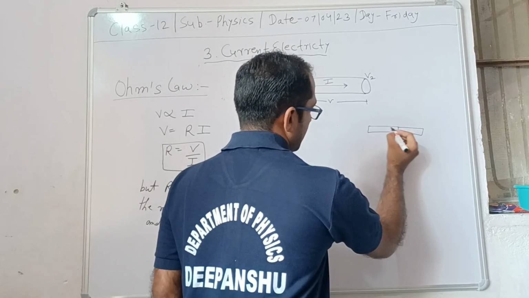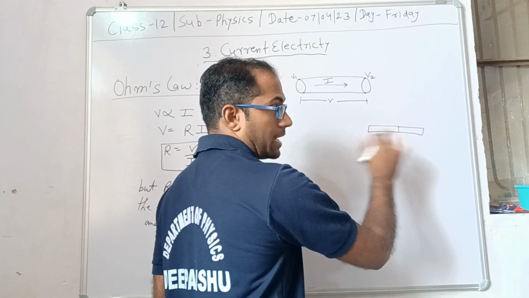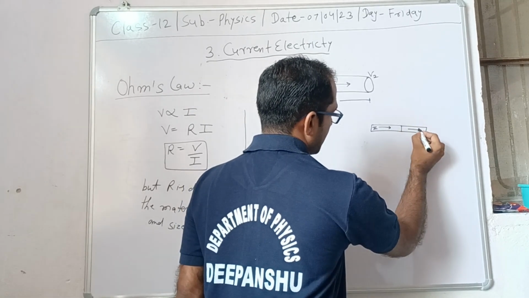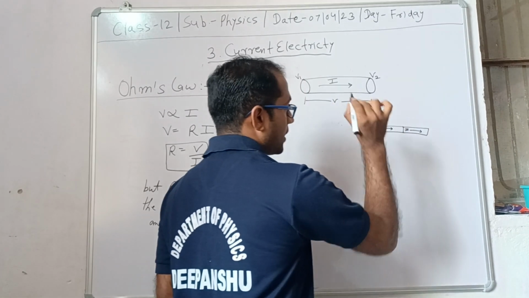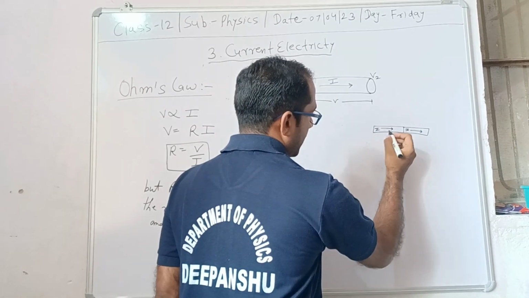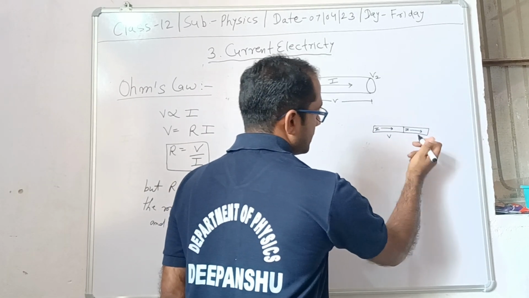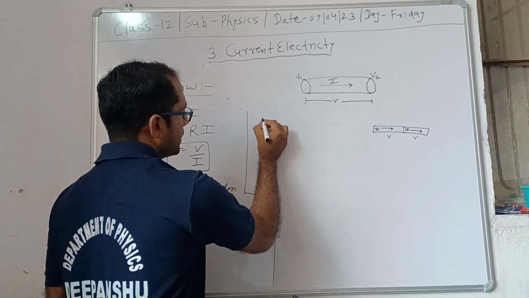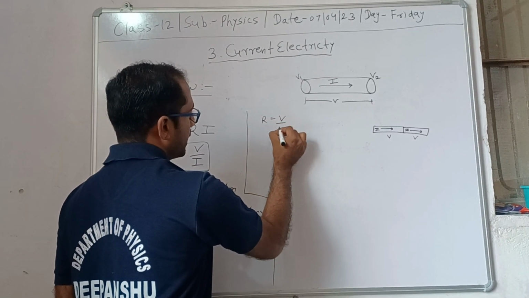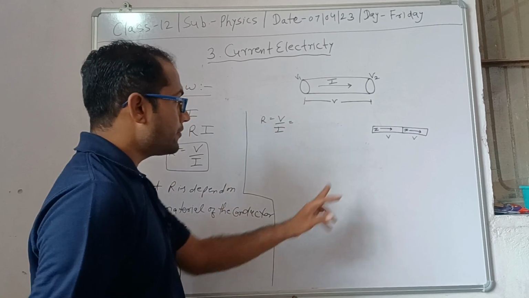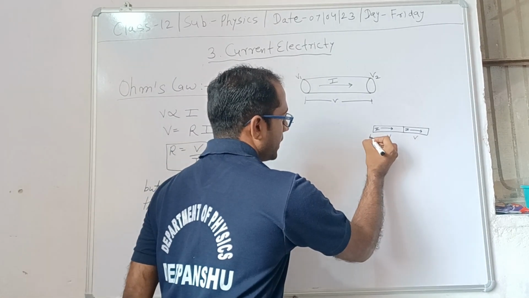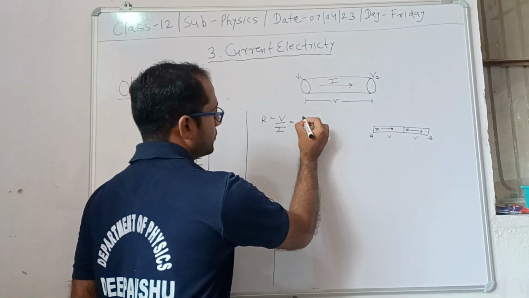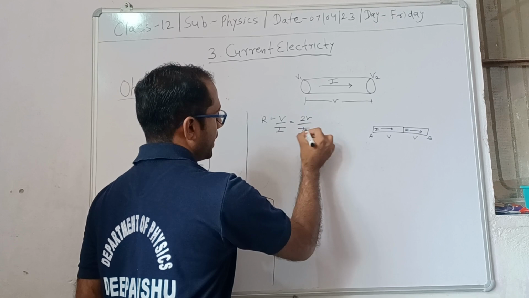Since they are both in series, current I flows in this one and current I flows in this one too, but this slab has potential difference V and this slab also has potential difference V. We know that R equals V upon I, and from point A to point B, the total potential is 2V upon I.